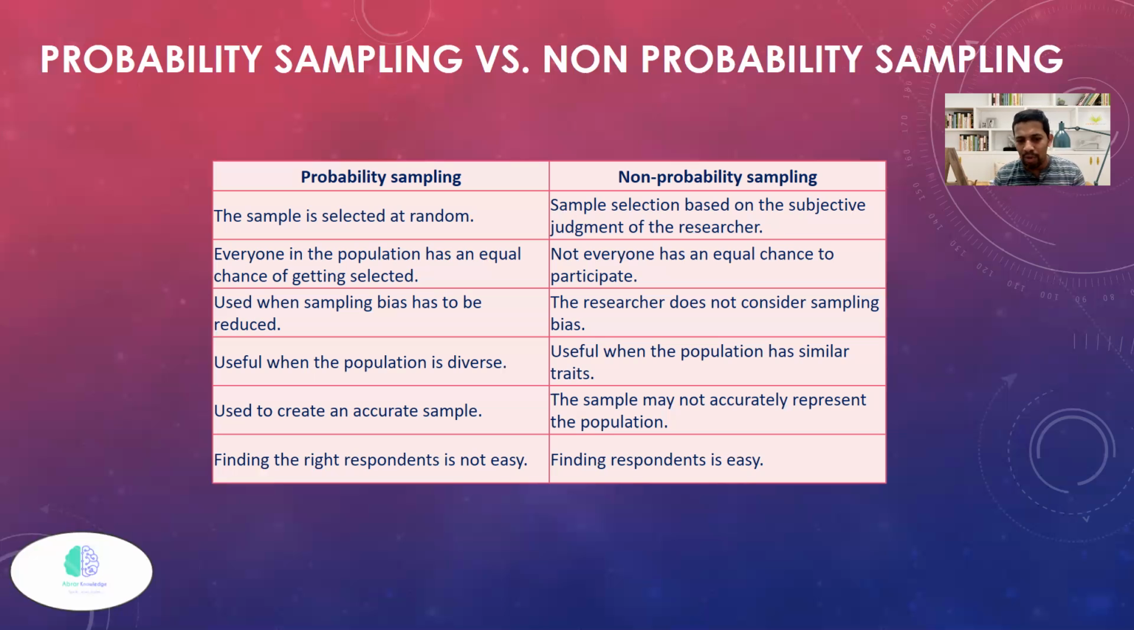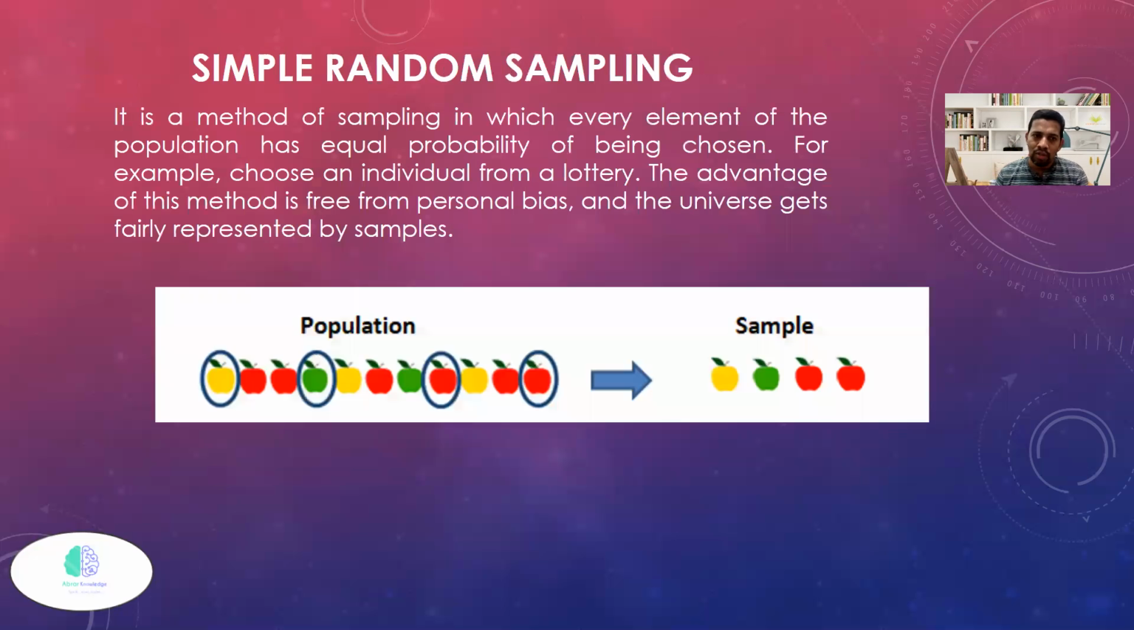Finding the right respondent is not easy. Finding the respondents is easy. So let's talk about the first one. The first is simple random.